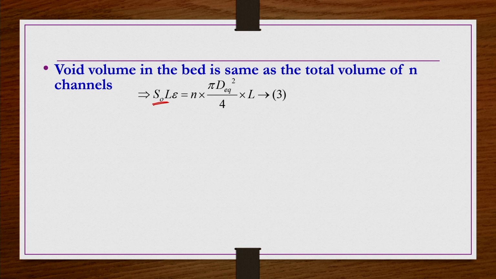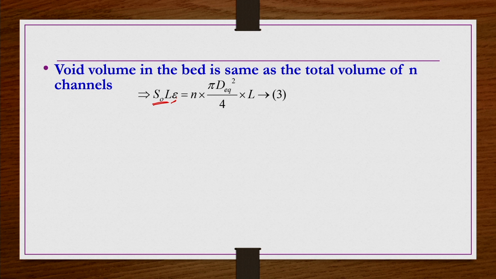So, S naught multiplied by L is going to be the entire volume of the bed, which consists of both solids and void space, or the liquids. Out of this total S naught L volume, only epsilon fraction is void volume, and 1 minus epsilon fraction is solid volume. Here we wanted to know the void volume in the bed. So, S naught L multiplied by epsilon will give you the void volume in the bed.